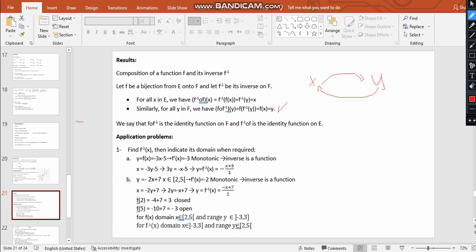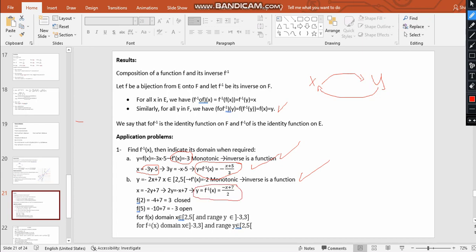Find f inverse, then indicate its domain when required. You have y equal f of x equal minus 3x minus 5. First, f prime of x equal minus 3. It's strictly decreasing, so inverse is a function. You replace x by y and y by x. You solve again for y. For the second one, I gave you domain 2 to 5. If you do the derivative, it's monotonic. Inverse is a function. You replace x by y and y by x. You solve again for y. This is the inverse function.